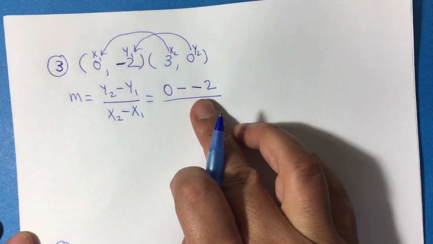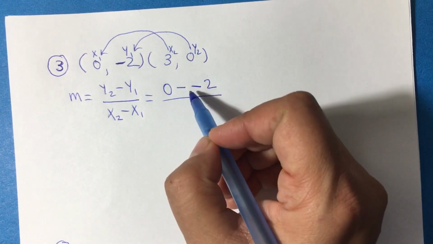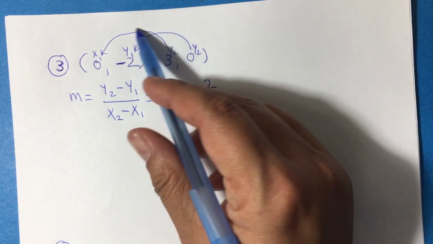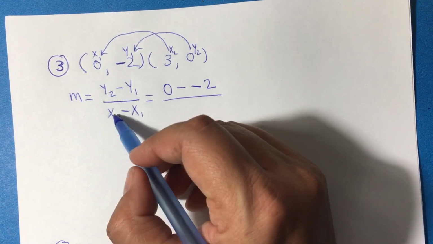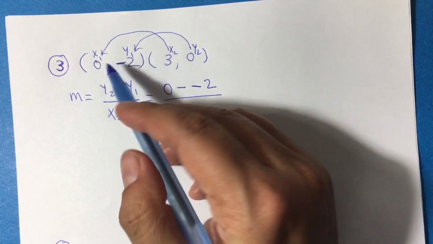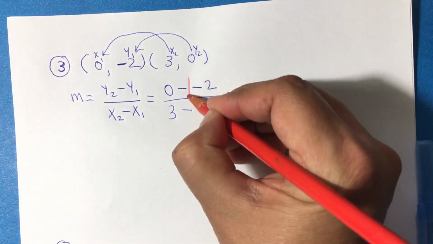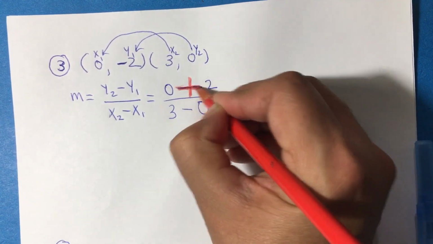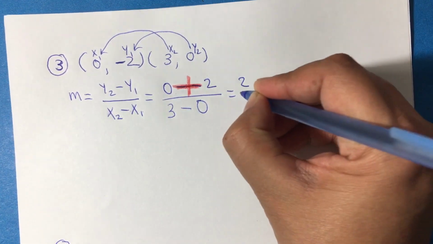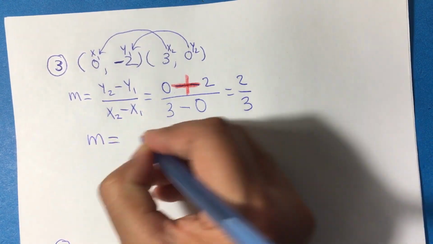This time I'm not going to put the parentheses. You can leave it like that as well, or you can ask your professors. Sometimes they're really annoyed by not putting parentheses. The other one is 3 minus 0, or x2 is 3, minus x1 is 0. The negative and negative together make a plus. 0 plus 2 is 2. 3 minus 0 is 3. So my slope is 2/3.